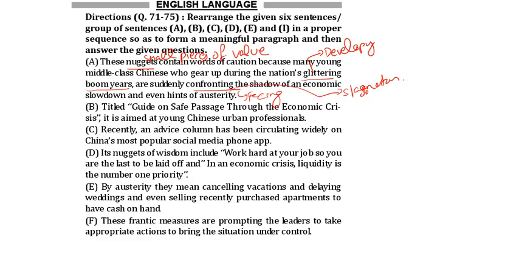These frantic measures are prompting leaders to take appropriate steps to bring the situation under control. What is the meaning of frantic? Hurried measures. Now here we are talking about the Chinese economy and how the youth should cope with the Chinese economy. Now we have to arrange these sentences. 1, 2, 3, 4, 5, 6.